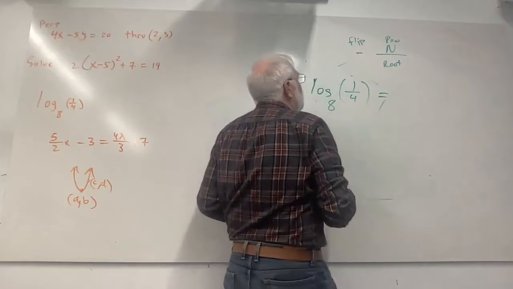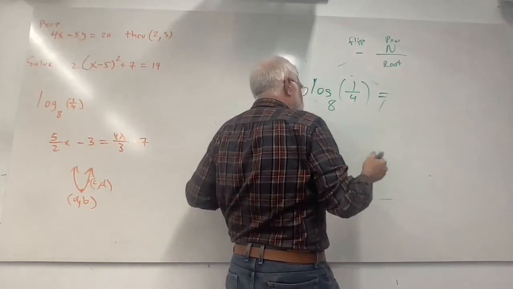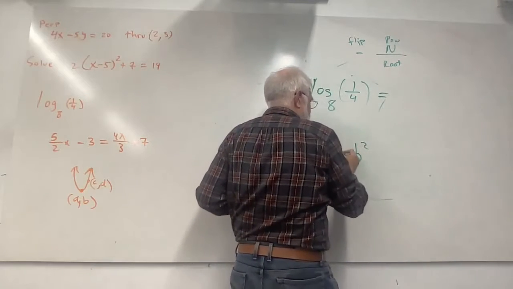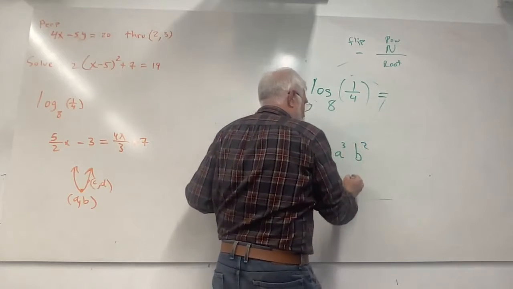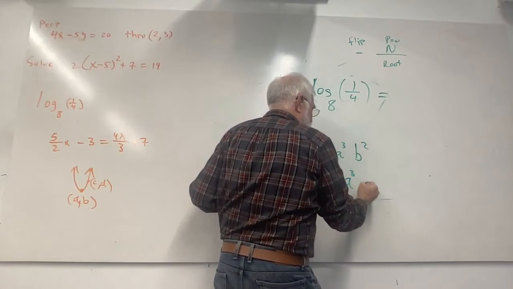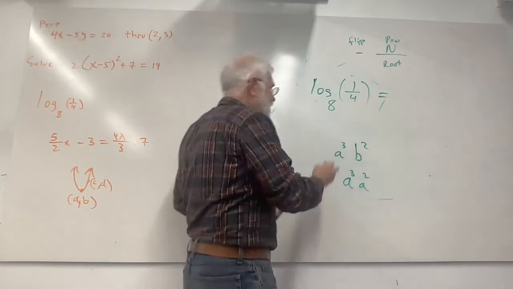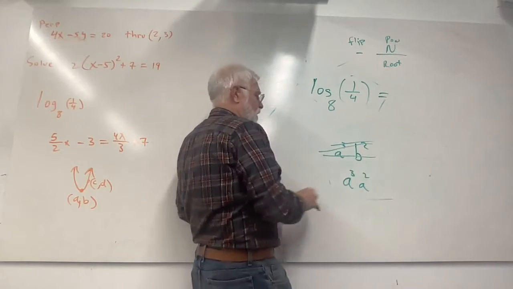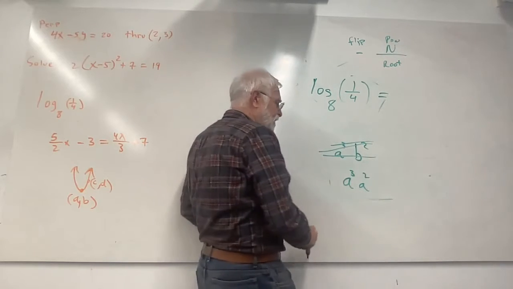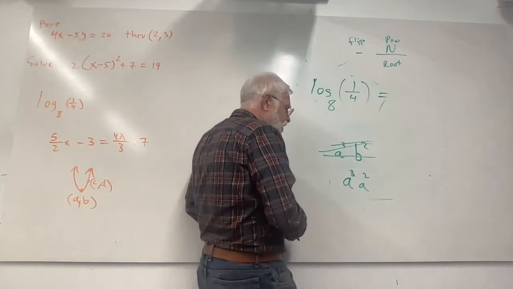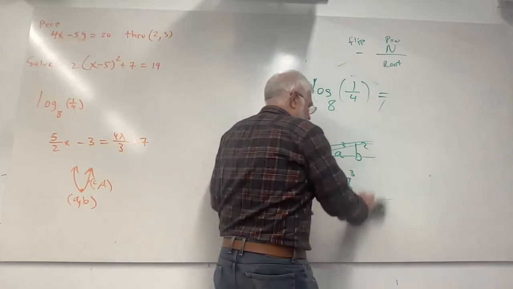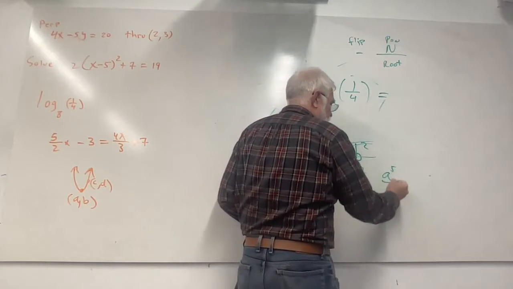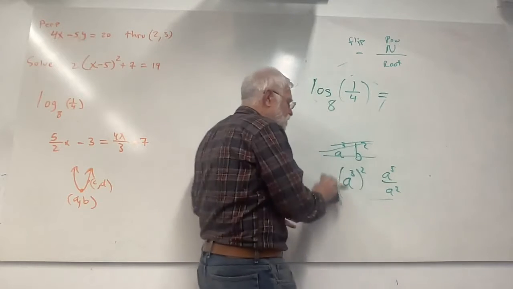But rules of logarithms really are rules of exponents. And here's some exponential activity. A cubed times b squared and a cubed times a squared. You can't do any rules unless the bases are the same. So you have to have a situation like this with addition of exponents, multiplication of exponents, division of exponents, so on and so forth. Those are where the rules come from.